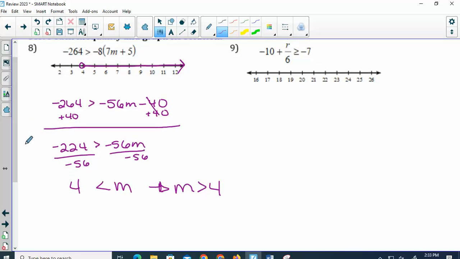What about number 9? Has the 10. So r divided by 6 is greater than or equal to 3. Multiply by 6, do we have to flip the inequality? No, because it's a positive. So r is greater than or equal to 18. So because it has this equal to, it will be a closed circle at 18. I wanted greater than, so that's again larger, so to the right.